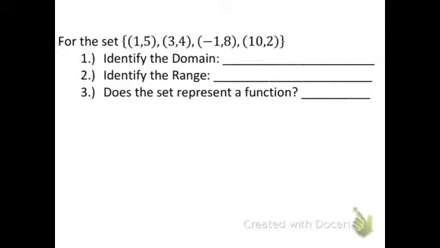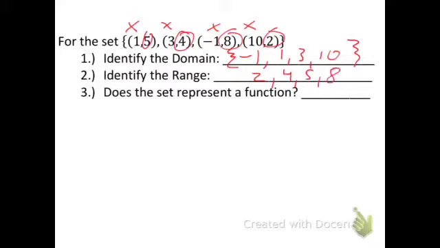Jumping down to the next ones, when you're identifying the domain and the range, domain is the x values, and you put them from least to greatest. So -1, 1, 3, 10. And since it's only a set list, like that, just those numbers, you can put it in the curly brackets. The range is the y's. And again, do it from least to greatest. So 2, 4, 5, 8. And curly brackets, because it's only those numbers and not the in-between ones.